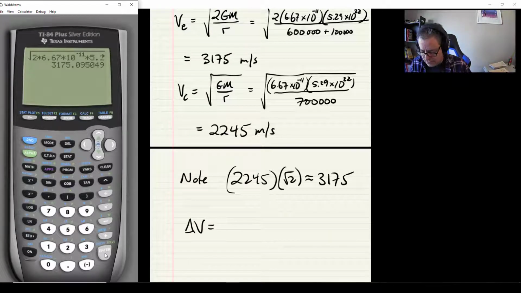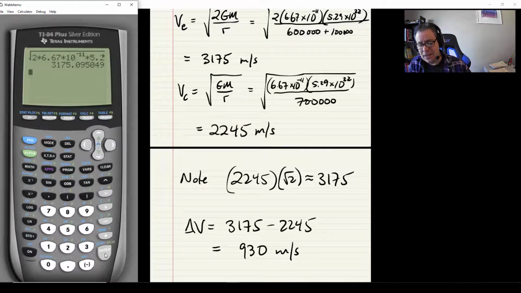The change in velocity would be the final velocity we need theoretically to escape from the planet minus the current speed, the orbital speed for that altitude. This is about 930 meters per second of additional velocity.